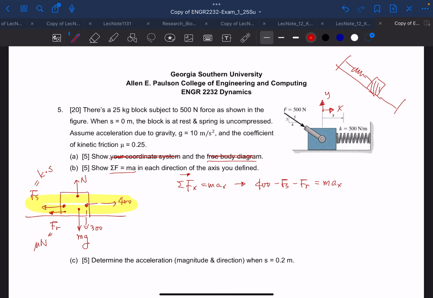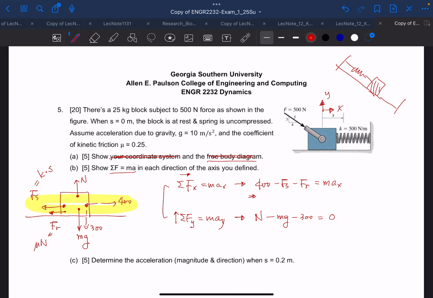And in the y direction, sigma F_y, where going up is my positive direction, equals m a_y. In this case, N is going up, minus mg minus 300 is going to be basically 0, right?